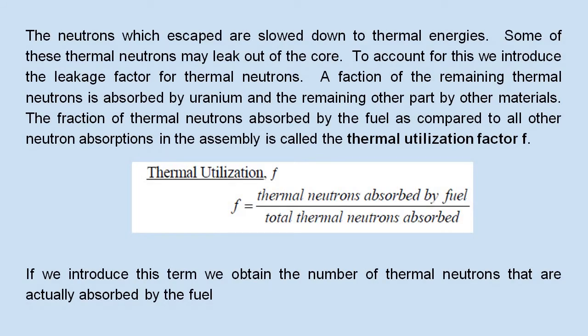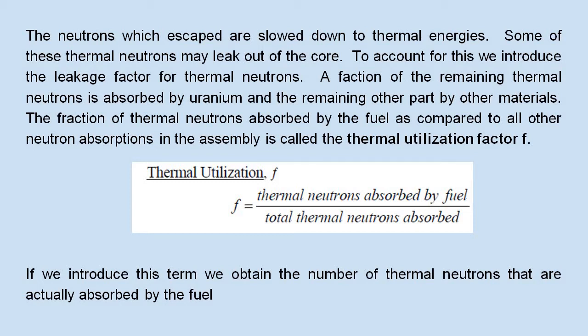And the neutrons which escaped are slowed down to thermal energies. That means without this resonance capturing, some of them escape, that means they overcame it and are not undergoing this process. So they are ready to slow down. Some of these thermal neutrons may leak out of the core. That is also a probability. And to account for this, we introduce the leakage factor for thermal neutrons.